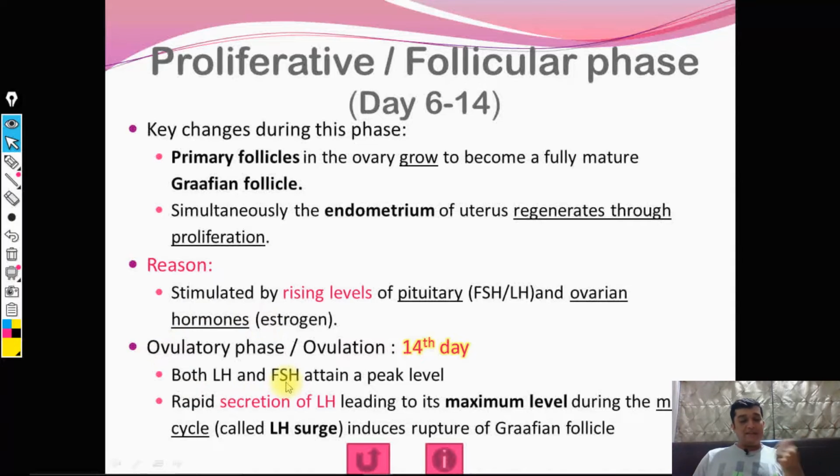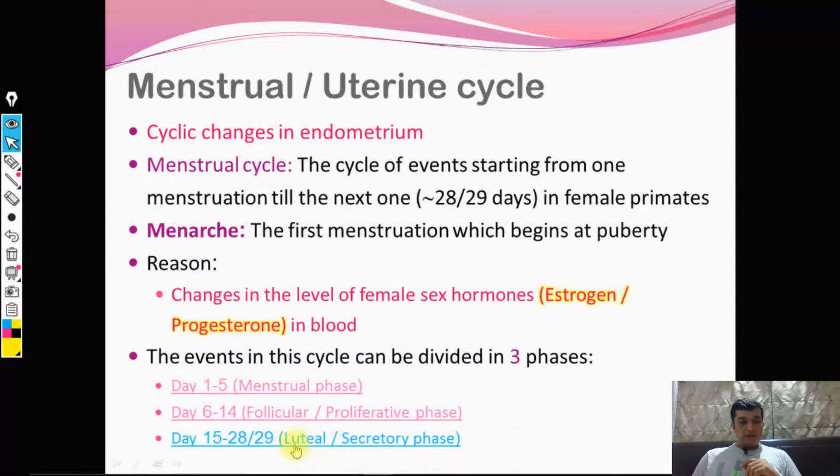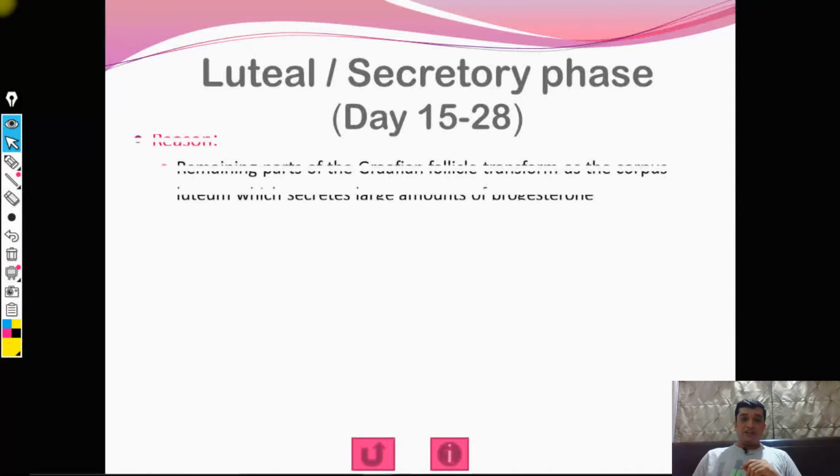The ovulatory phase is considered a separate phase, or simply you can call it ovulation, that happens in the middle of the menstrual cycle. I hope this phase we have discussed is very clear to you. Moving toward the third and last phase, day 15 to day 28, which is called the luteal or secretory phase.